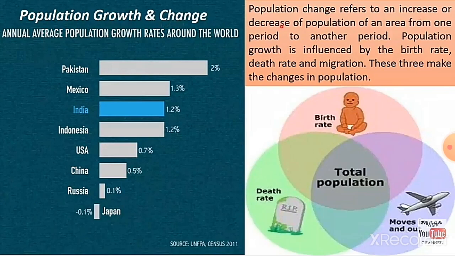So, population change refers to the increase or decrease of population of an area from one period to another period. Population growth is influenced by birth rate, death rate, and migration. Migration means moving from one place to another place. These three make the changes in population. So, population change refers to an increase or decrease of population of an area.